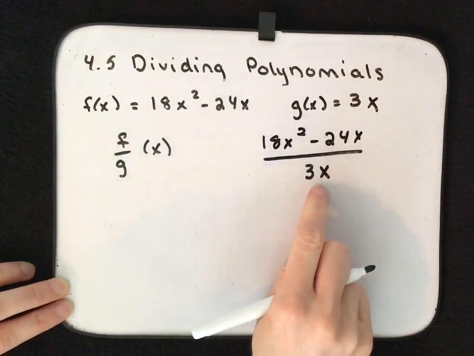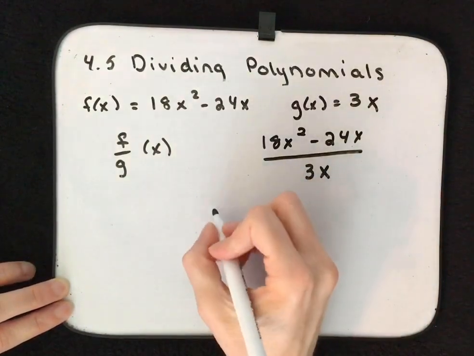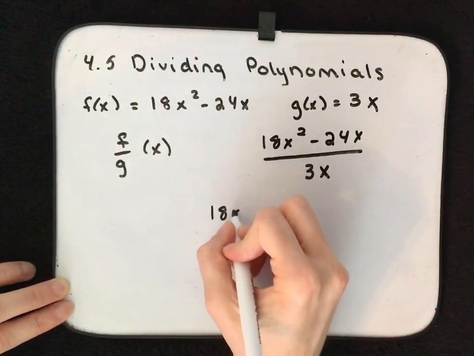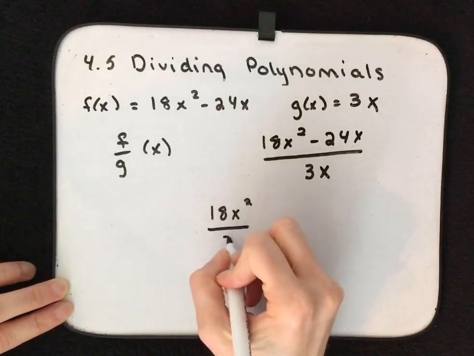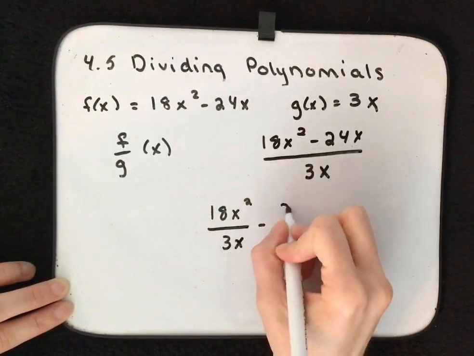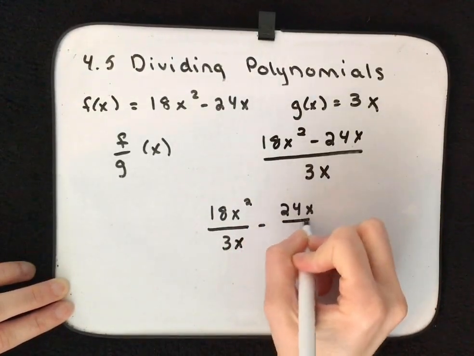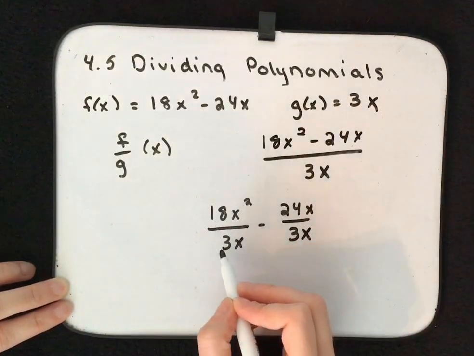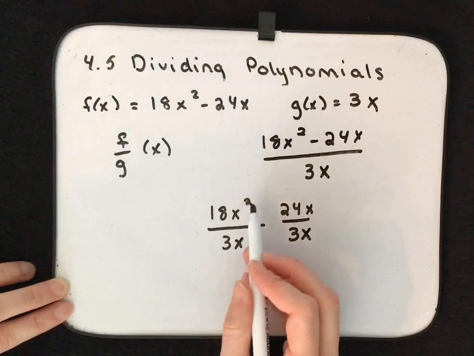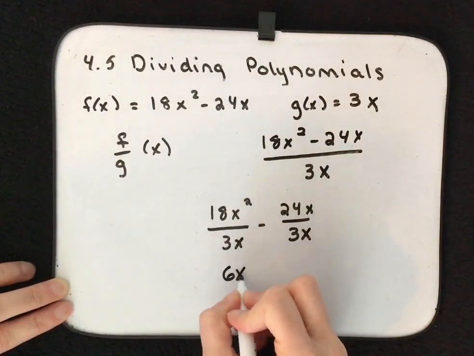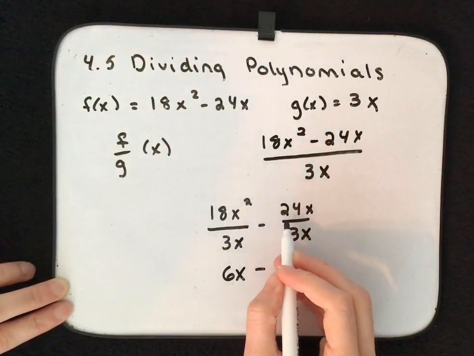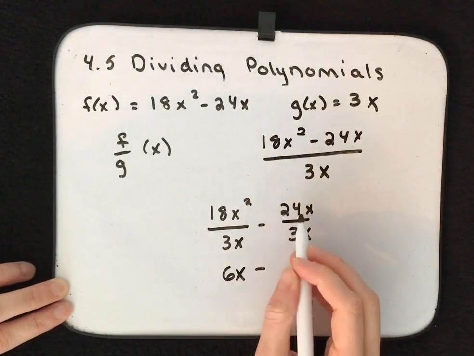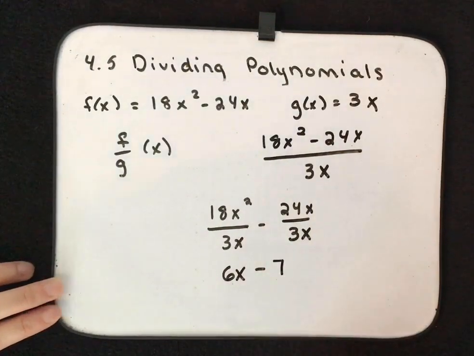We have a monomial in the denominator, so I can split this into two separate fractions. 18x to the second over 3x minus 24x over 3x. And then simplify each fraction. 18 over 3 is 6. X to the second over x is just x. 24 over 3 is 7. X over x cancels.